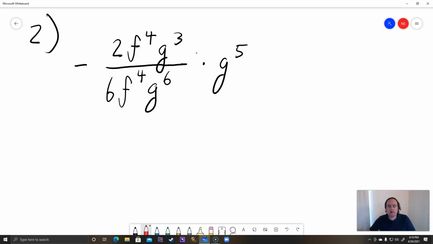So the first thing I want to do is deal with this g to the 5 out here. So remember, if they don't write the denominator, it's automatically 1. Okay, so this denominator over here is actually 1. So I'm going to rewrite this as g to the 5th divided by 1. Okay, g to the 5th divided by 1.